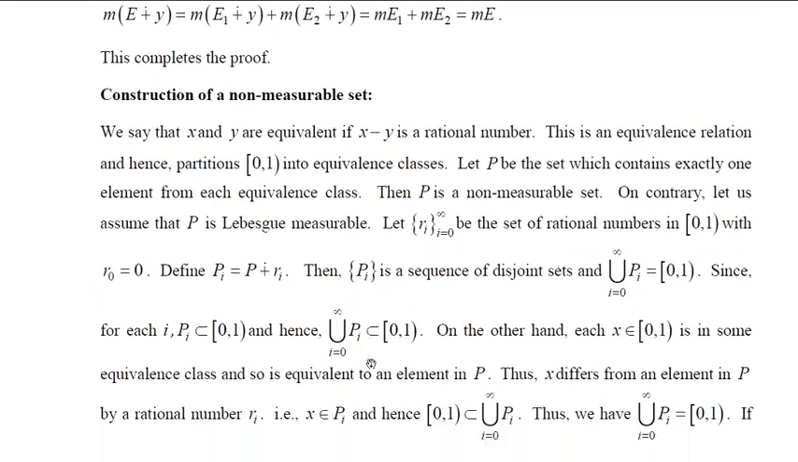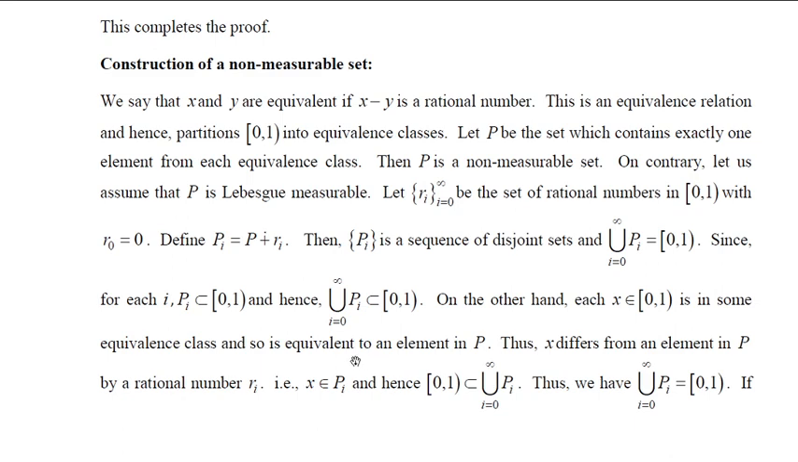Now we'll construct a non-measurable set. Let us say x and y are equivalent provided x minus y is a rational number. Then this is an equivalence relation. You can verify it is satisfying reflexive, symmetry and transitive conditions. And further, it partitions this into equivalence classes.